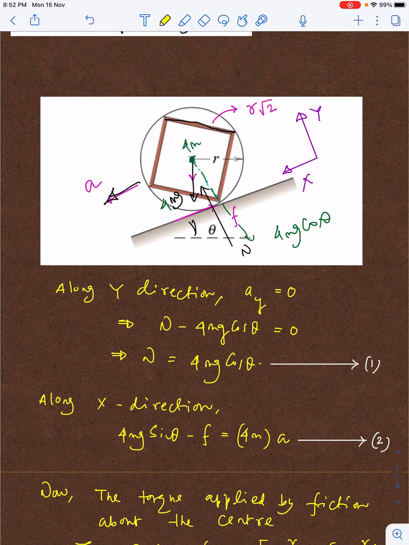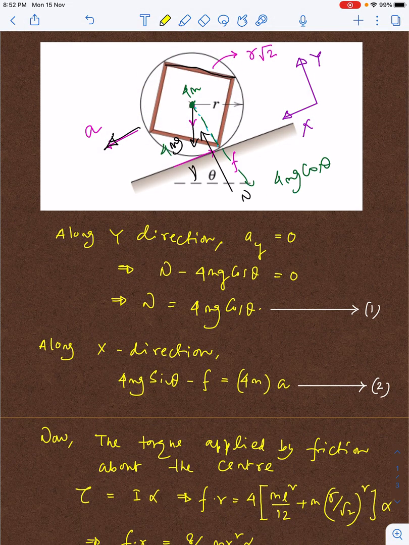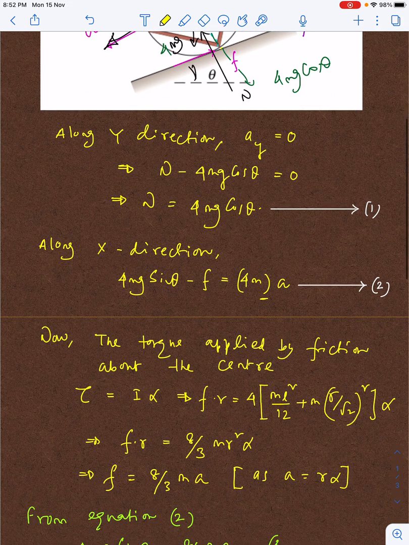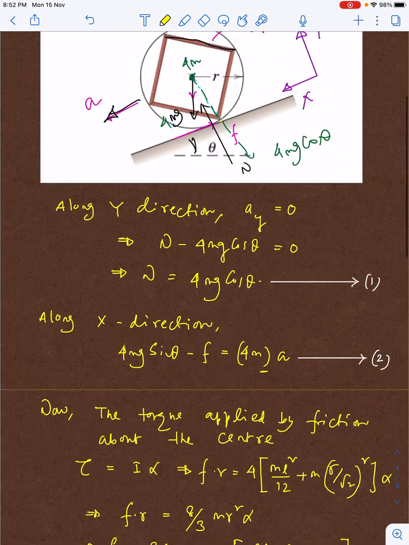That's fine. After that, we have to consider the motion along the x-axis. The friction is acting in the upward direction as it is having a sliding tendency in the downward direction, and because of pure rolling the sliding has to be stopped. So along the x direction we will write 4mg sin theta minus f equals 4m into a. Now we will get the torque equation. Here in this case we know that friction is the only force providing the torque about the center of mass. So tau is equal to I alpha. So f into R, the friction force is acting along the inclined plane in this direction, so that is f into perpendicular distance R. This is the torque. So without much ambiguity you can understand this.